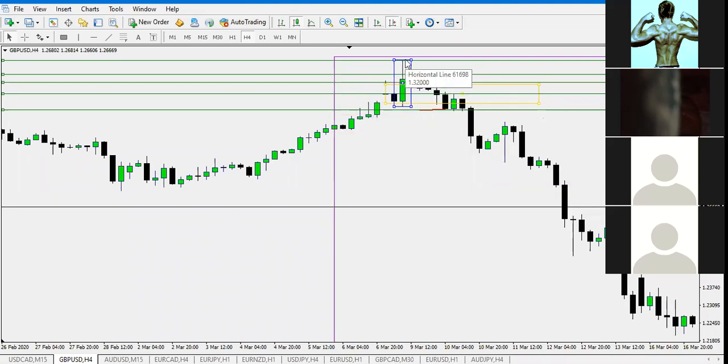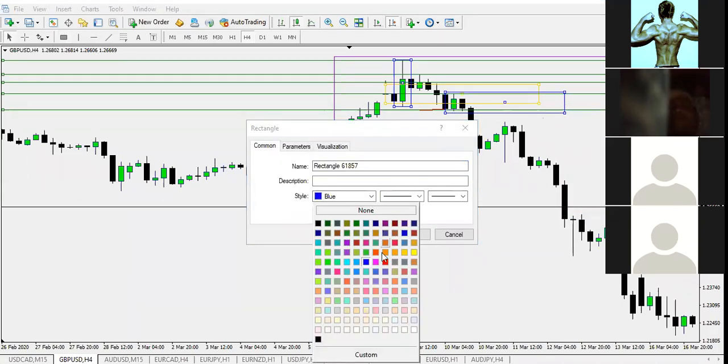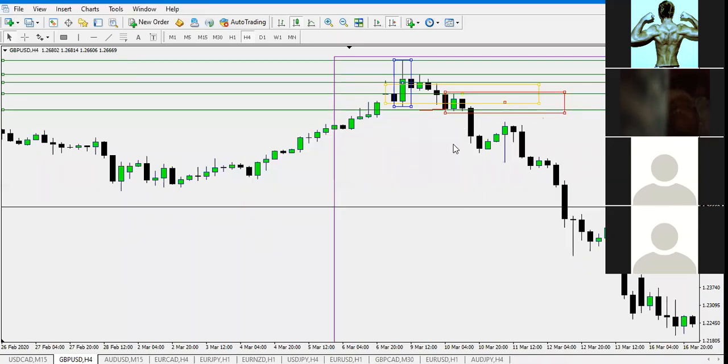So this is where our institutional order flow was bullish and then it became bearish. So even though we may have missed entering over here, we can still follow the institutional order flow and still get an entry. So let's just mark up this candle over here as our order block.